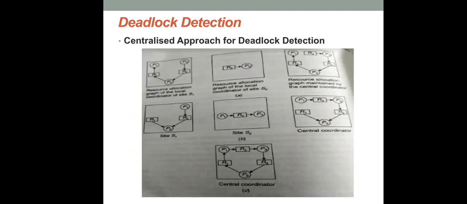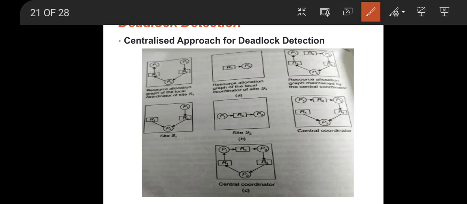Now this is the explanation of this figure. Let us see how the deadlock detection mechanism works using the centralized approach. Let's say this is the resource allocation graph for site S1. As per this, we have resources R1 and R2. Now P1 has already got hold of R1, which P2 is requesting. P2 is holding R2, which P3 is requesting.